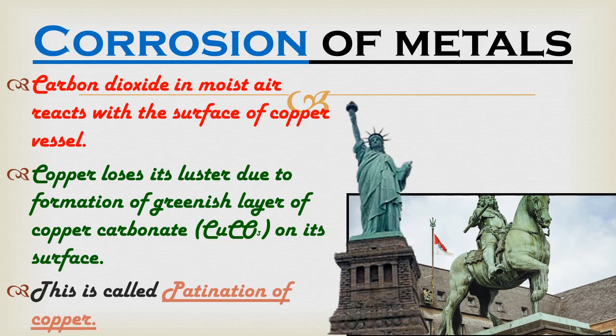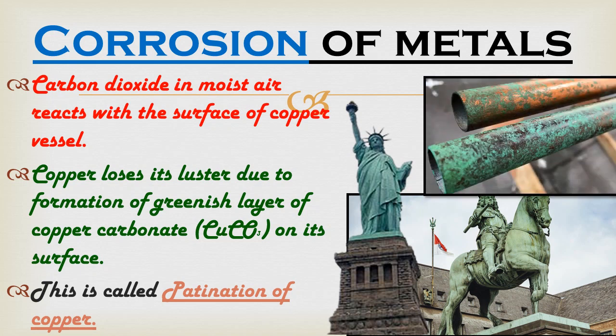Just observe the Statue of Liberty, it is turning greenish in color. Why? Because it is made of copper, and copper reacts with the carbon dioxide present in the air. The reaction between these two causes destruction of the copper metal, and the greenish layer which forms on the copper surface is called patination of copper. You can observe the greenish layer clearly on the copper pipe. This is patination of copper, that means destruction of copper metal.